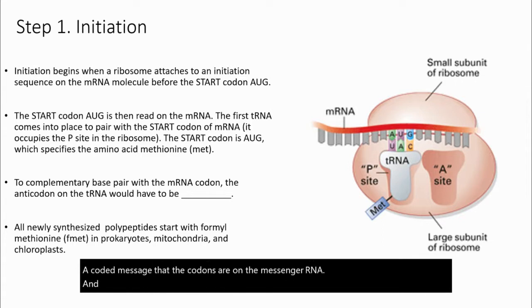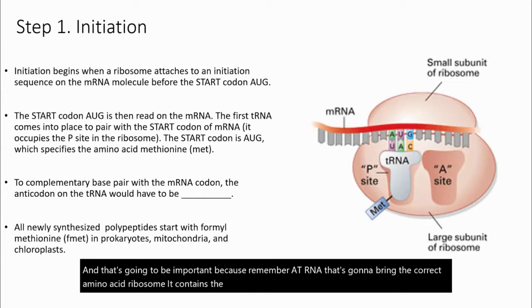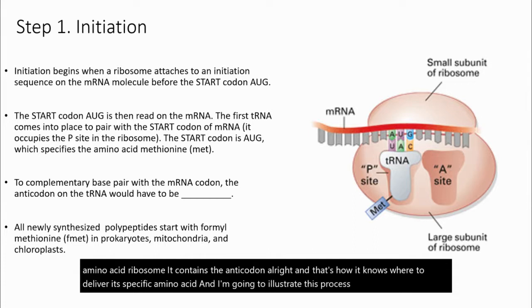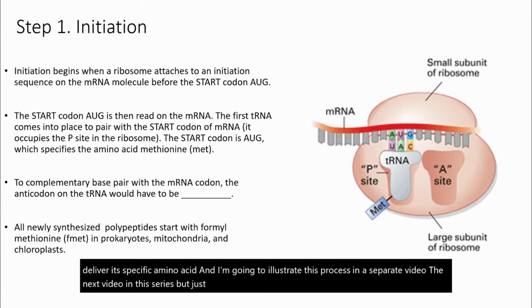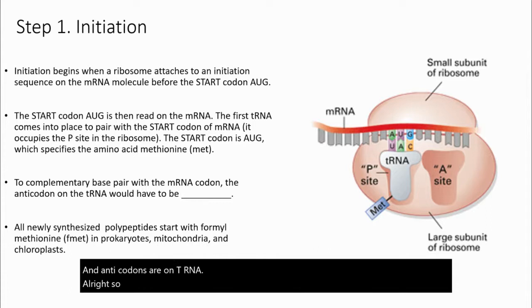And that's going to be important because remember, the tRNA that's going to bring the correct amino acid to the ribosome contains the anticodon, all right? And that's how it knows where to deliver its specific amino acid. And I'm going to illustrate this process in a separate video, the next video in this series. But just to remind you, codons are on messenger RNA, and anticodons are on tRNA. All right, so let's talk about how we get our key players together.